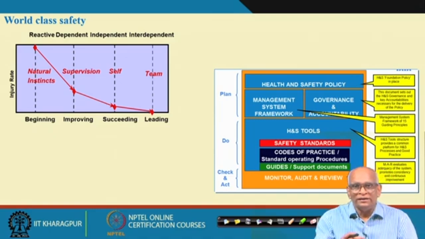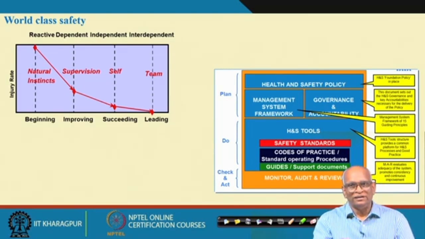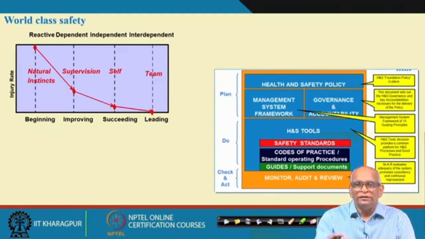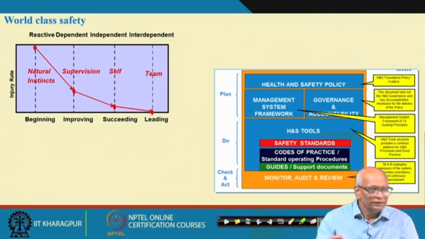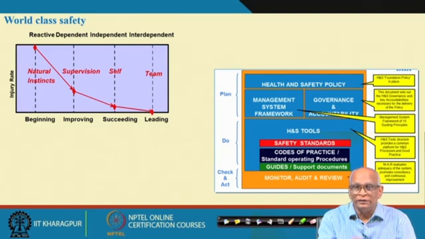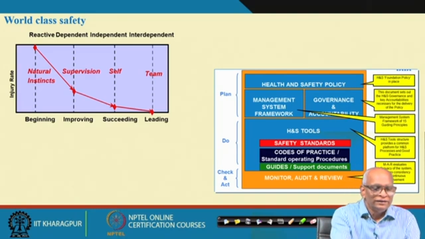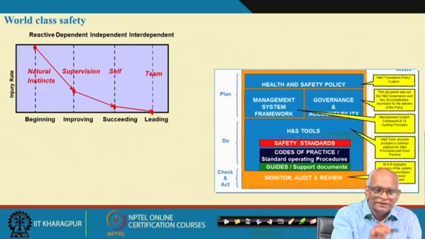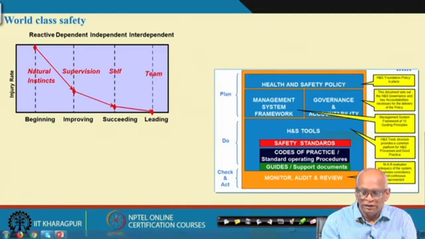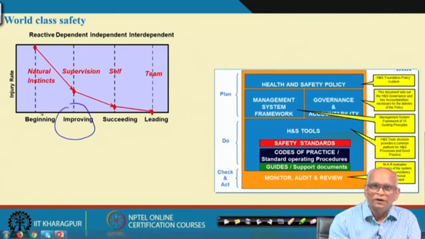Some organizations and some people require guidance. If you give guidance, they will do it. If you help them, they will do it. If the supervisors help, the workers will do it. If the officers help the supervisors, then the supervisors will do it. They look for guidance. On the scale, they are called improvers, they are at 2.